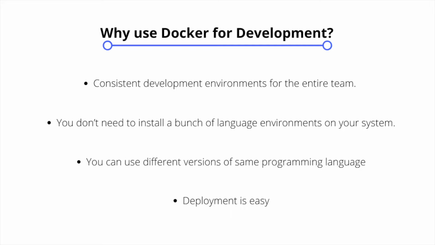With application development using Docker, you don't need to install a bunch of language environments on your system. You can run PHP, Python applications inside the Docker container just by using the Docker images. With Docker, you can use different versions of the same programming language. By using Docker for development, the deployment will get easy. If it runs in your container, it will run on your server just the same.